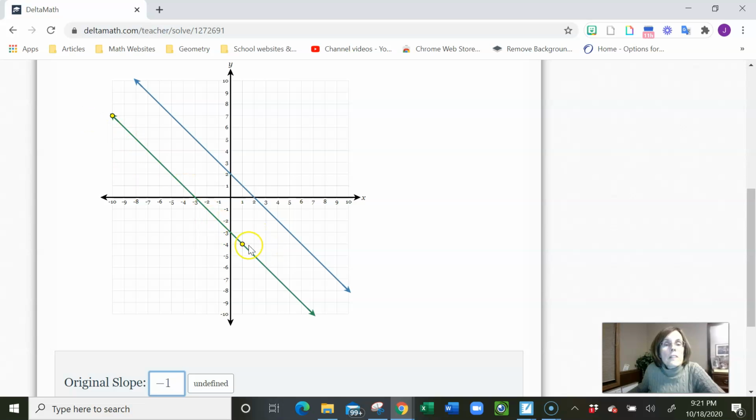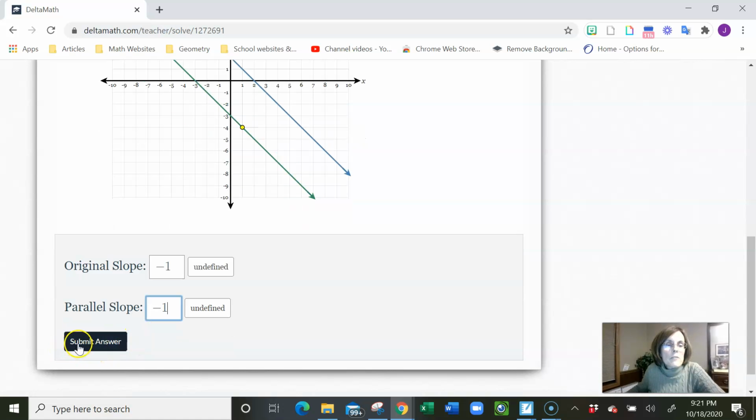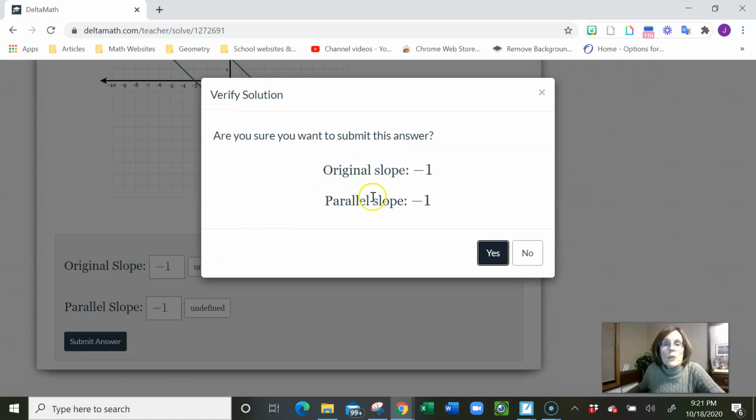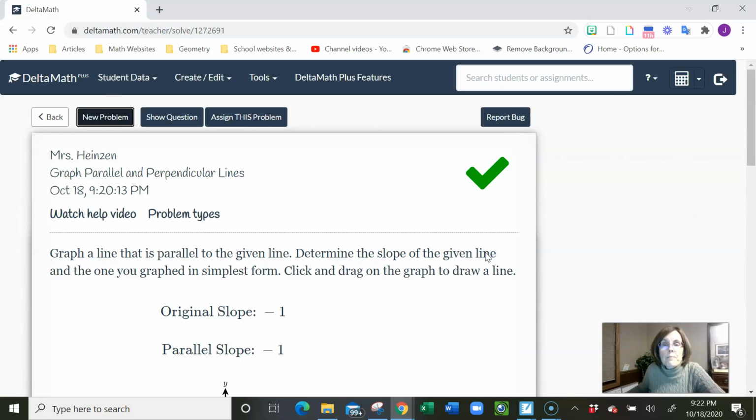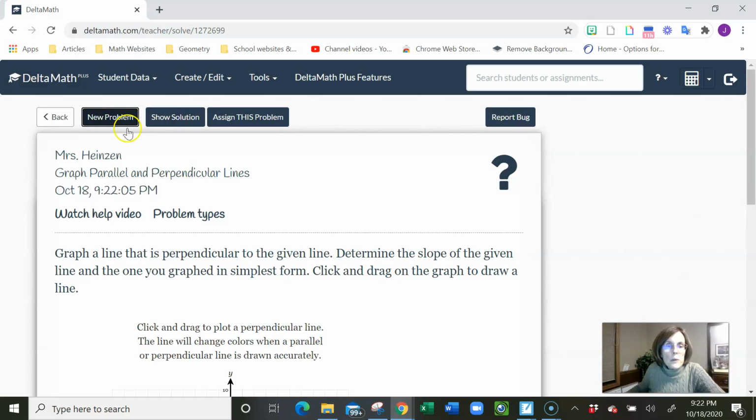Now, what do you think the slope of my green line should be if it is parallel? Well, we can check it by starting here at the yellow dot. I'm going to go up 1 and over 1 to the left, which is also -1. And let's check to see if we got that right. Notice that parallel lines have the same slope. So I got it right. Let's try another problem. Let's find one that's perpendicular.